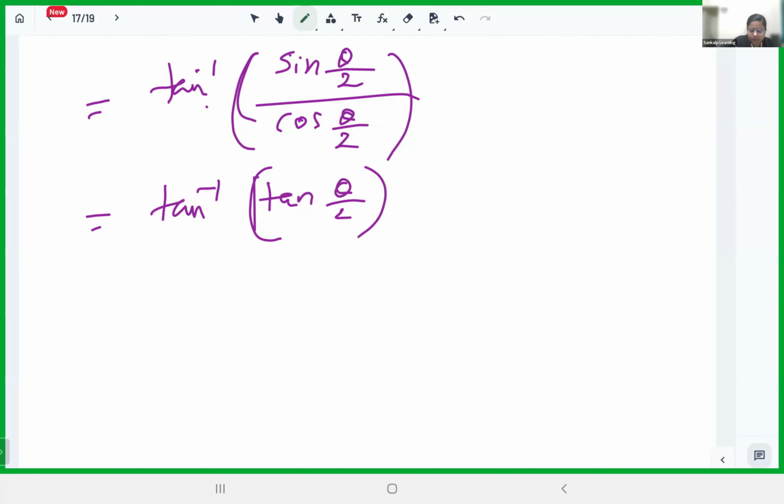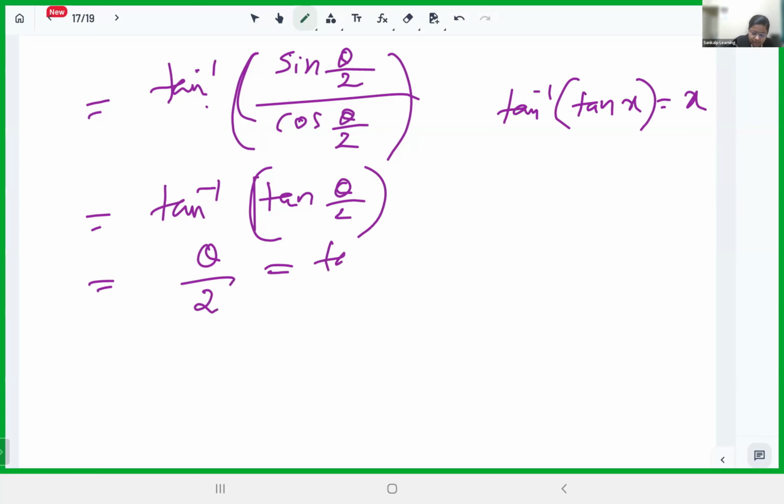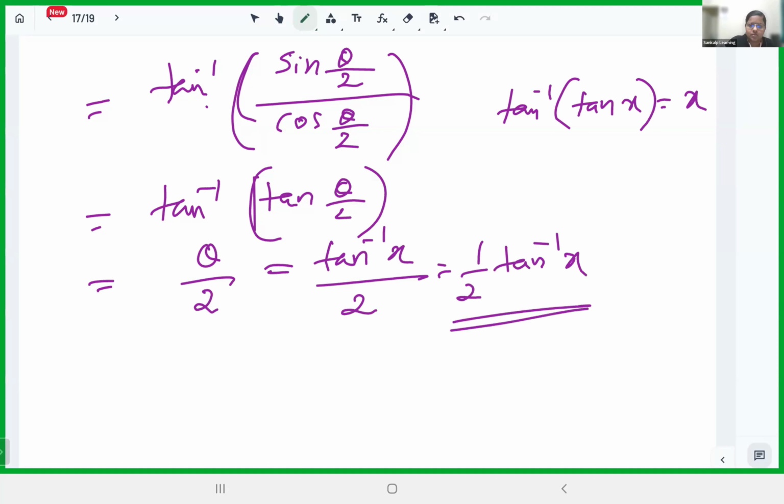So if we apply the property tan inverse of tan x equal to x, here you get theta by 2. And what was theta? Theta is tan inverse x, right? So tan inverse x by 2, or 1 by 2 tan inverse x. You can rearrange it in any manner that is asked in the question. So this is the simplest form for our question, that is 1 by 2 tan inverse x. Now we are moving on to the fourth question.